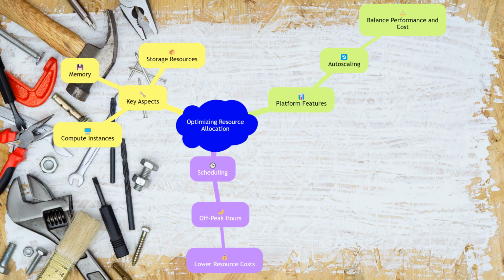Optimizing resource allocation is key to ensuring the efficiency and cost-effectiveness of your batch processing jobs. This involves selecting the appropriate compute instances, memory, and storage resources based on the requirements of your model and the size of the data being processed. Many platforms offer auto-scaling features that automatically adjust resource allocation based on the workload, helping you balance performance and cost. Additionally, you can schedule batch jobs during off-peak hours to take advantage of lower resource costs.